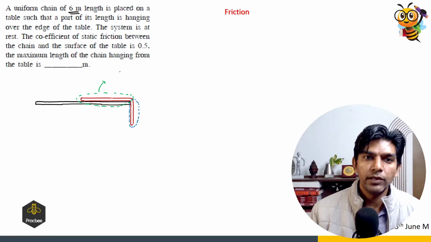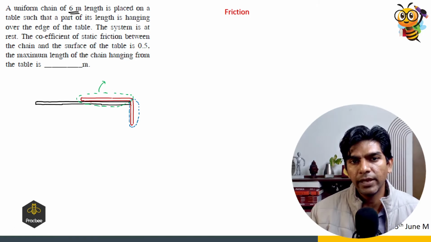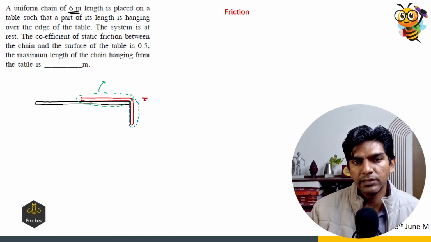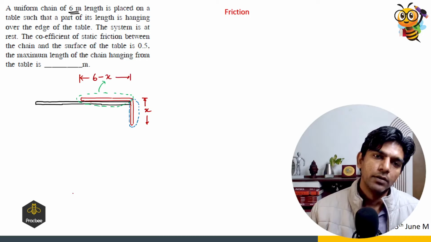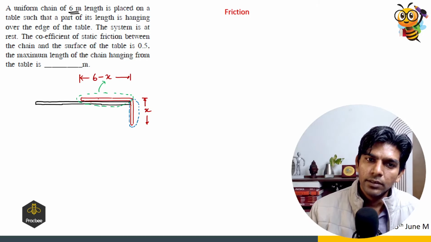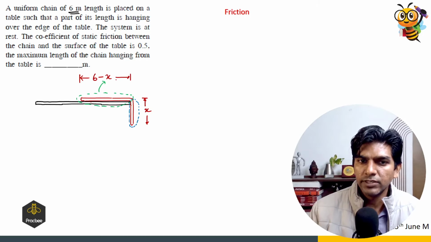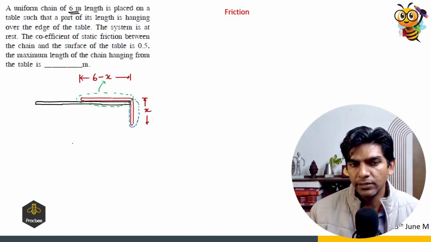Right, and what we have to calculate? So we have to find the maximum length of the chain hanging from the table. So let us say this length is x and total length is 6 meters. So we can say this portion on the table will be 6 minus x. So what is the frictional force experienced by 6 minus x length?